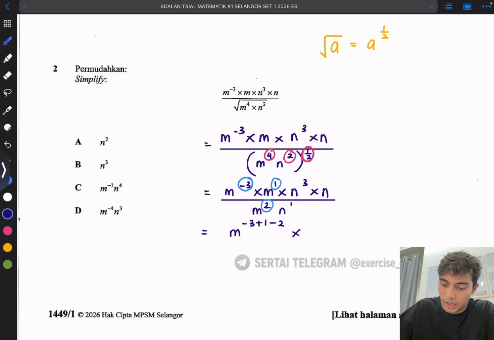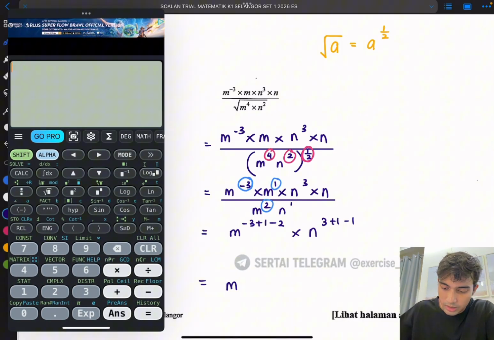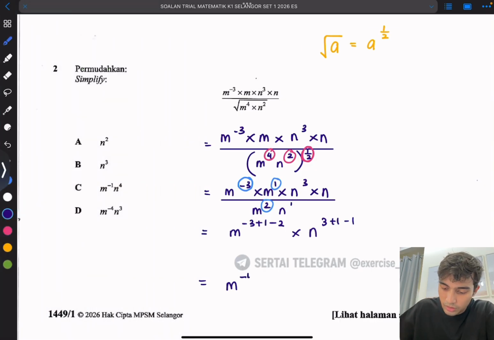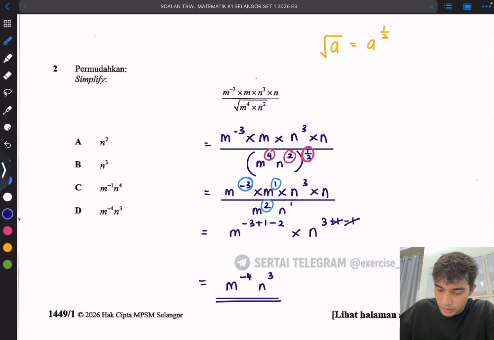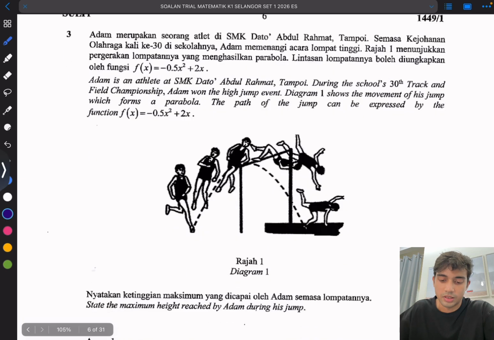Okay, then n: 3, this is 1, so 3 plus 1 minus 1. Okay, because divide. So here we get negative 3 plus 1 minus 2 is negative 4. And 3 plus 1 minus 1 is just 3. So the answer is D. Okay. All right, 2 questions done.